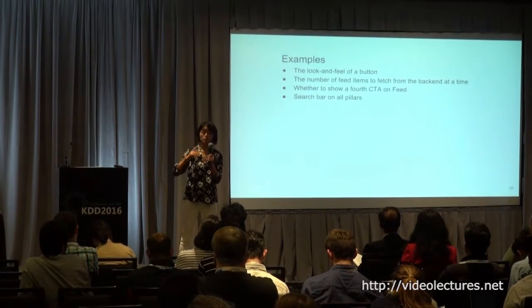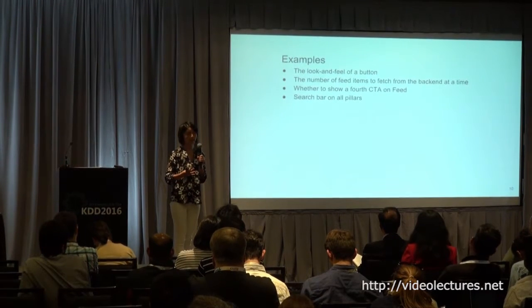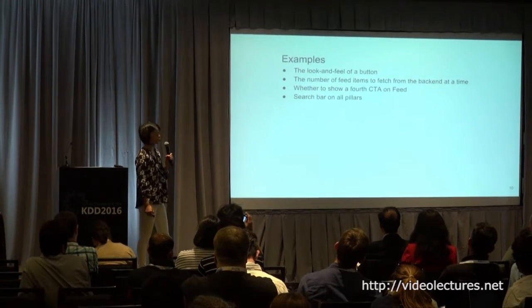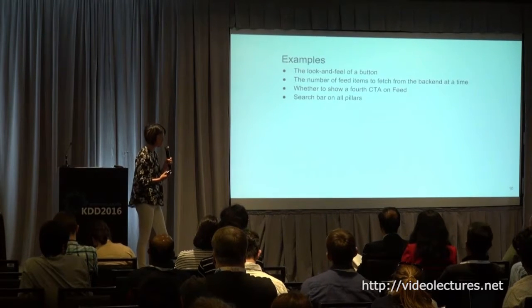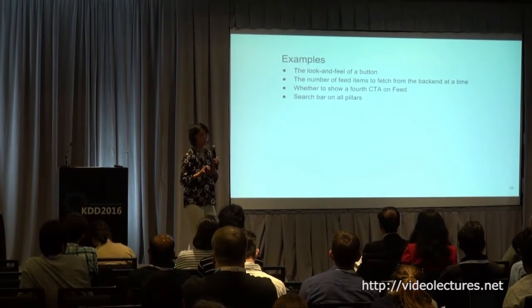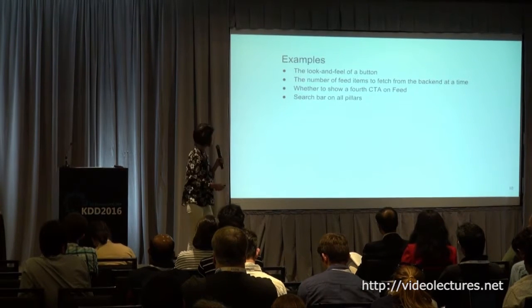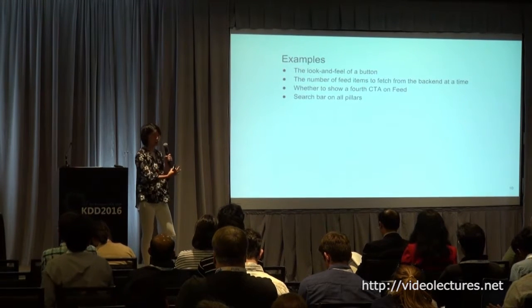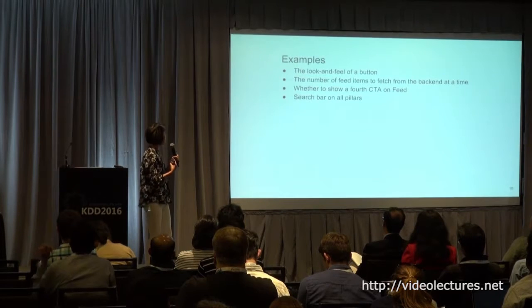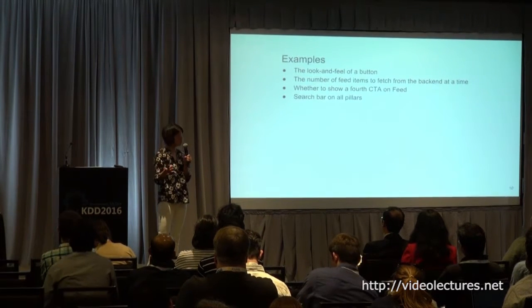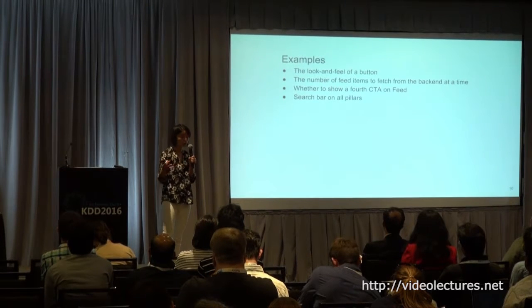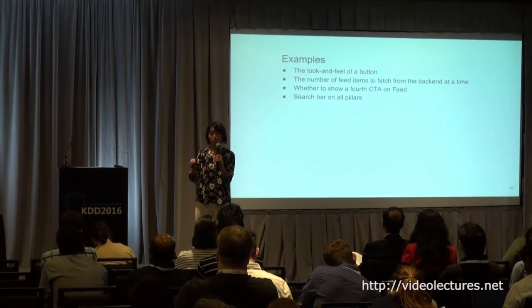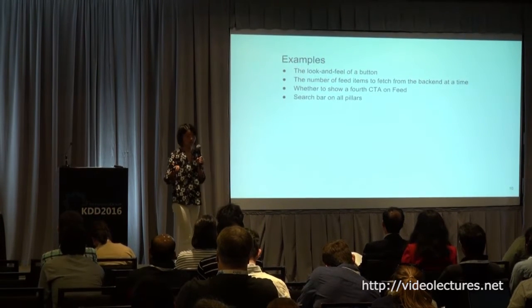Again, I'm going to emphasize the differences between client-side A/B tests and traditional web online A/B tests. Just so that we are all on the same page, examples specific to the mobile app on the client side are the look and feel of a button, the number of feed items that we fetch from the backend at a time, whether to show a fourth call to action on the feed, or whether the search bar should be on all pillars or not. So a lot of these UI front-end changes are controlled by the client itself.